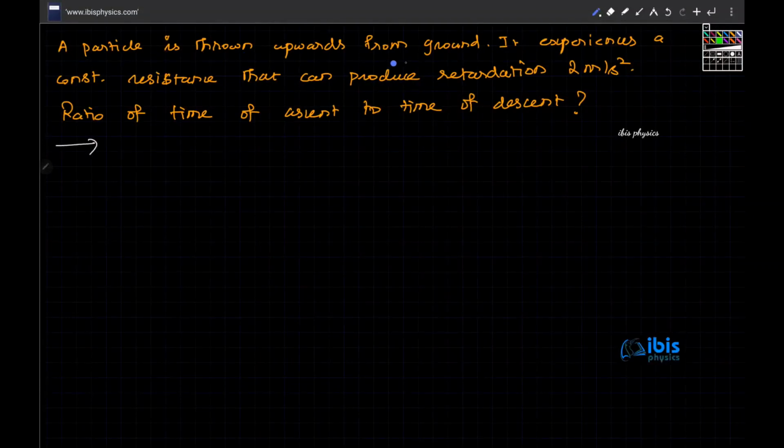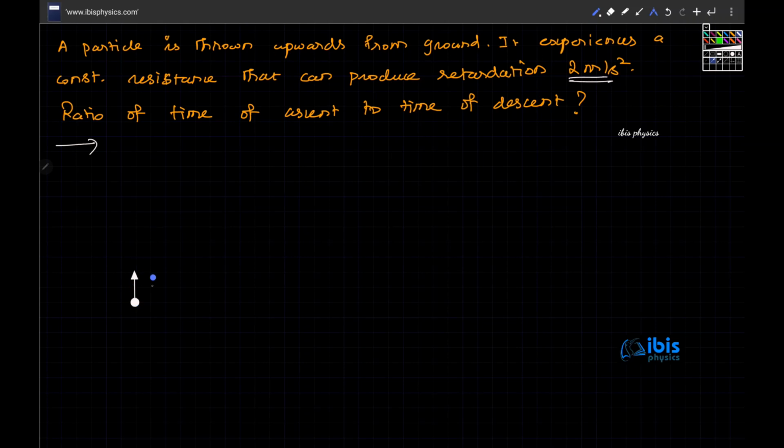So a particle is thrown upwards from the ground. It experiences a constant resistive force that produces a retardation of 2 meter per second square. The ratio of time of ascent to time of descent. So what you need to look at here is, if you are throwing an object vertically upwards, what happens?